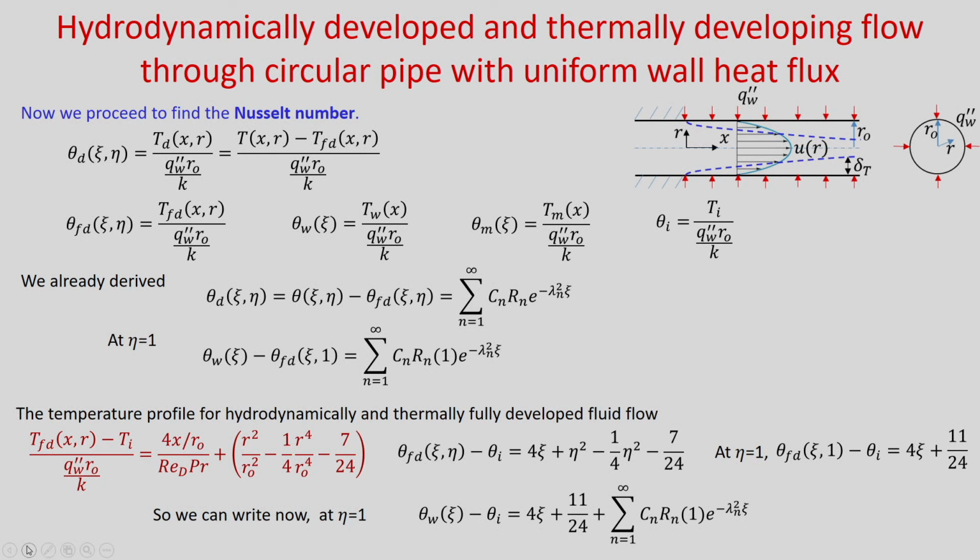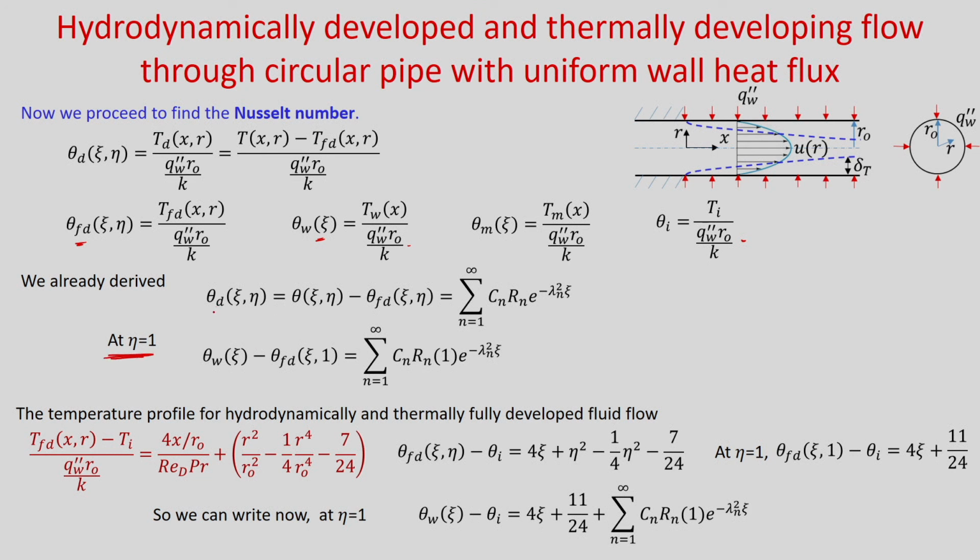So, you can see that whatever theta_d we have defined is the non-dimensional temperature, T_d divided by this quantity, T minus T_fd by q double prime w r naught by k. Similarly, in the fully developed region theta_fd you can define as T_fd by this, theta_w as T_w by this, the mean temperature theta_m as T_m by this, and theta_i as T_i by q double prime w r naught by k. So, we already derived this theta_d, right. This is just the summation n is equal to 1 to infinity C_n R_n e to the power minus lambda n squared zeta.